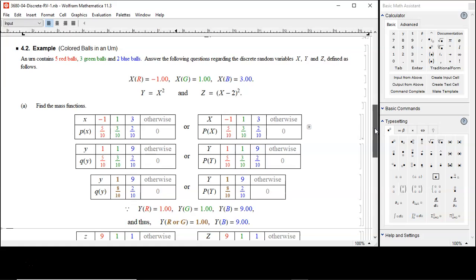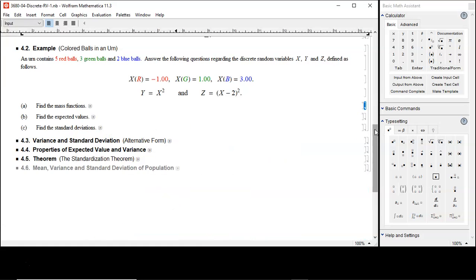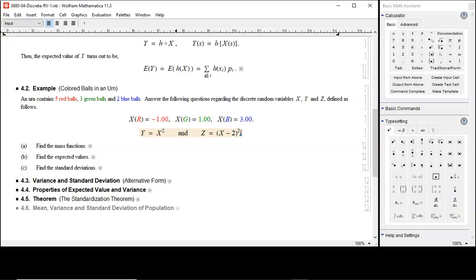Oops, I didn't want to show you that for z, at least not just yet.